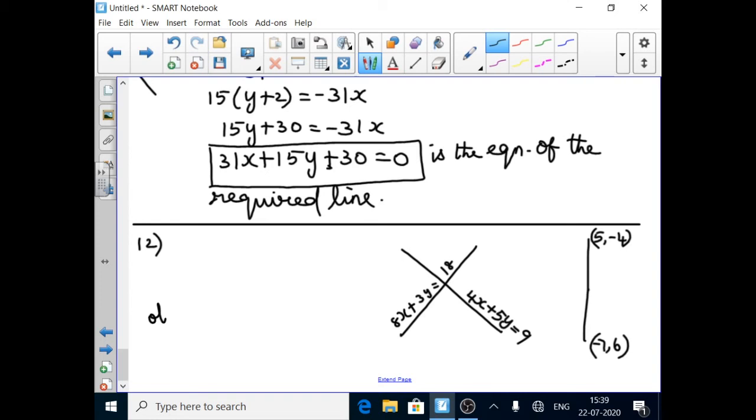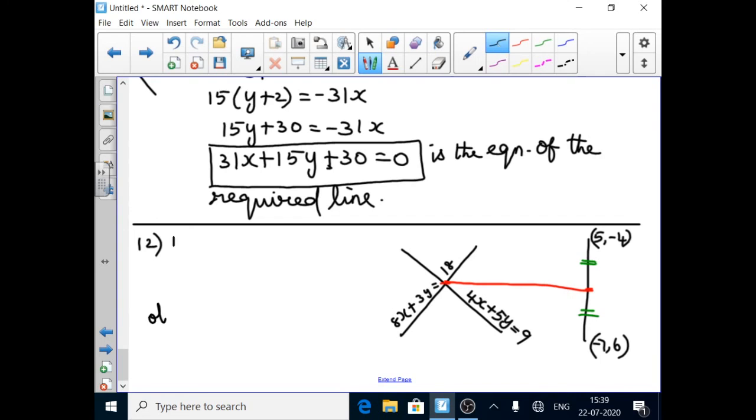Midpoint. This is the midpoint. This is the point of intersection. I have to join these 2 points. Because they give the midpoint, this distance is equal to the midpoint between the two. So find the point of intersection, then find the midpoint. You have to find the equation.